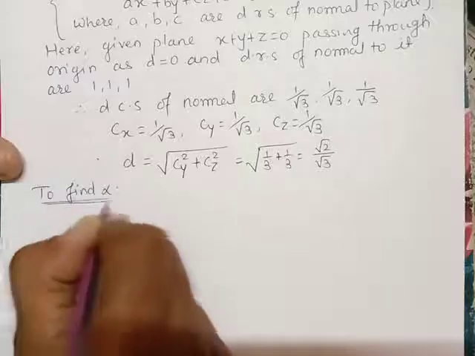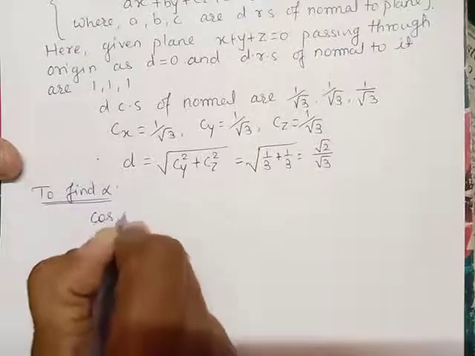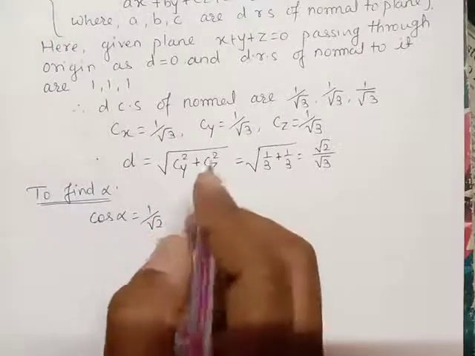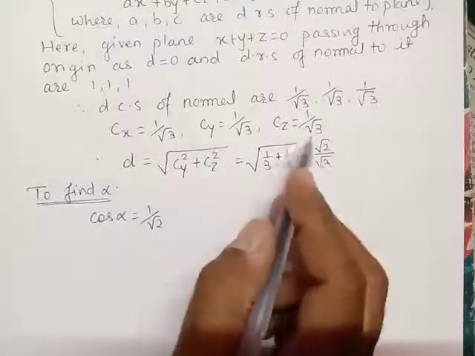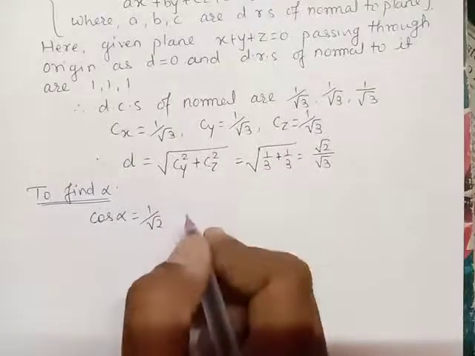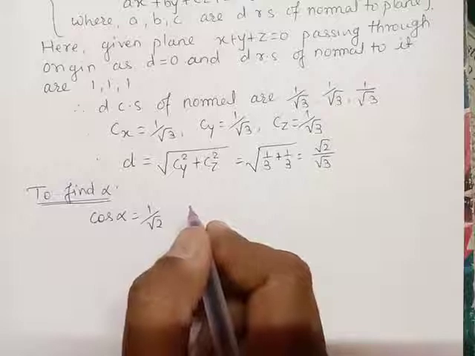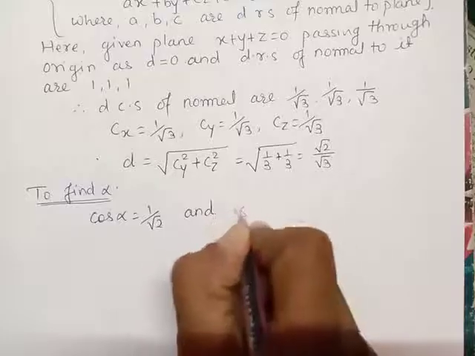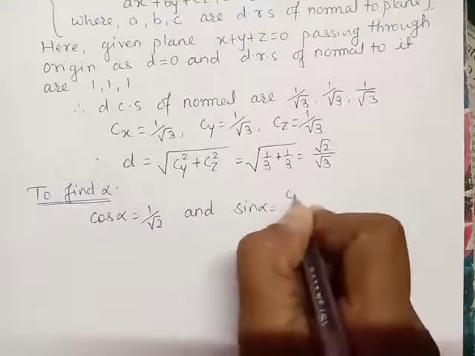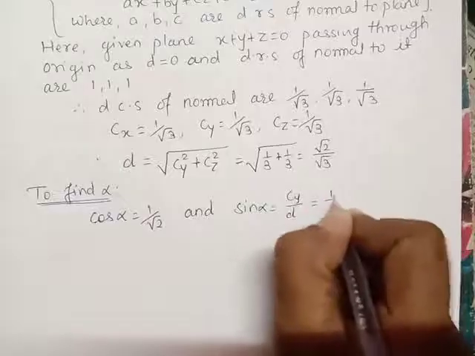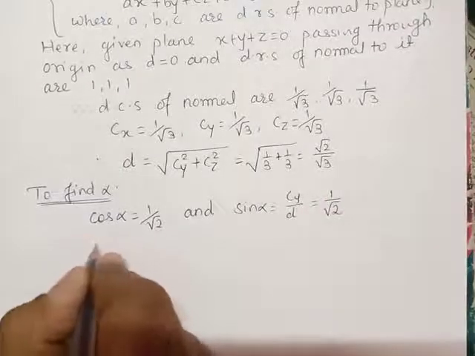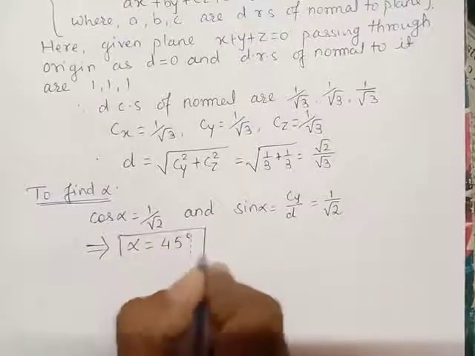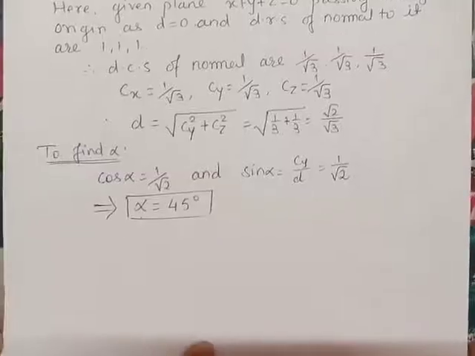Now to find alpha, what is cos of alpha? Cos of alpha is 1 by root 2. Actually, it is cos of alpha is Cz upon D and sin of alpha is Cy upon D, right? And sin alpha, Cy upon D, that is also what? 1 by root 2. So both of these gives us alpha is how much? 45 degree. Okay, alpha will be 45 degree, right?